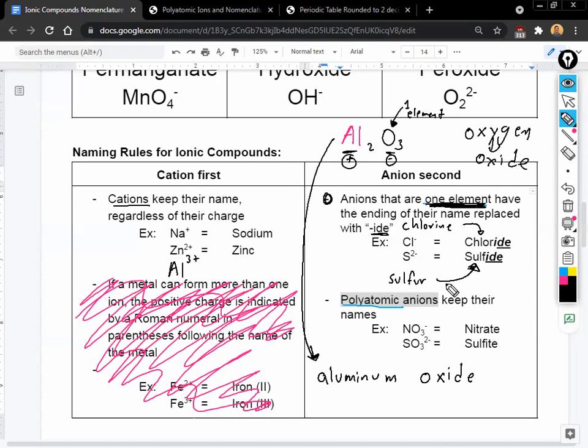And we'll do a couple practice problems now, but that's pretty much all the rules that you'll need for today. Write the cation first. You keep the cation's regular name. And then for the anion, you either change the ending to IDE if it's one element, or you keep the name the same if it's polyatomic. Okay. That's pretty much it. Do you have a question?